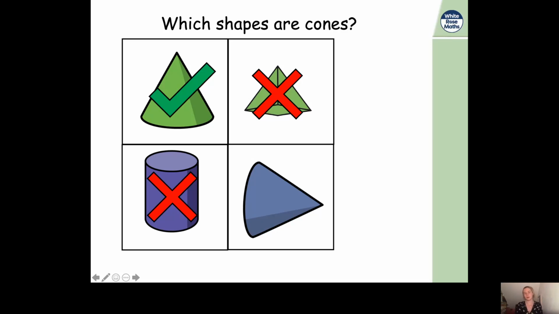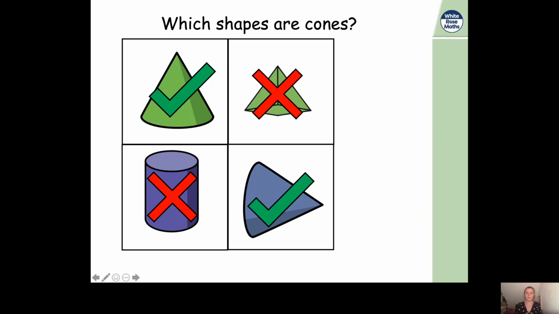Okay, now what about the last one? Now this shape is sideways, isn't it? But does it have a point, a curved surface and a flat face at the bottom, which is in the shape of a circle? Well, yes, it does. Look, it's a cone on its side. So therefore we can tick that shape.